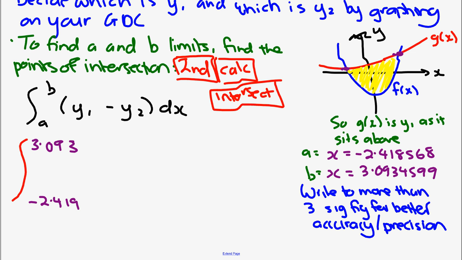Then you plug in your x and your y. So the top function is the red one, g of x, 3e to the 0.2x. You always subtract the bottom one, and the bottom one is x squared minus 4. So we're going to need to put that in brackets.